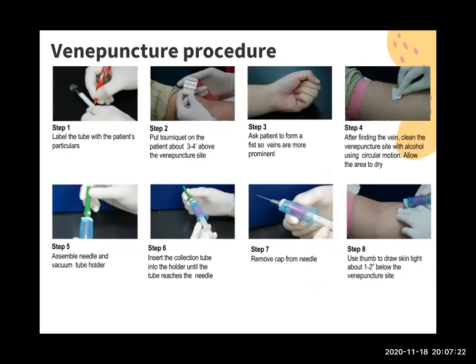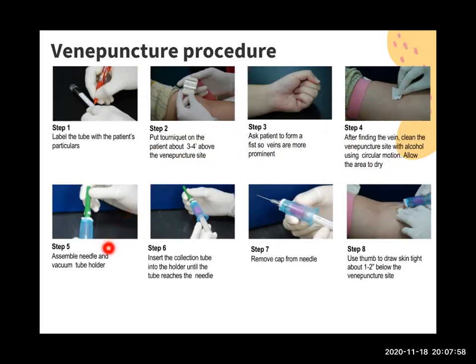Next, how do we perform the venipuncture procedure? These are the steps. There are 16 steps. The first one is label the tube with the patient's particulars, and then second is put the tourniquet on the patient slightly above the venipuncture site where we plan to venipuncture, and then ask the patient to form a fist so the veins are more prominent, and then after finding the vein, clean the venipuncture site with alcohol using a circular motion, and then allow the area to dry.